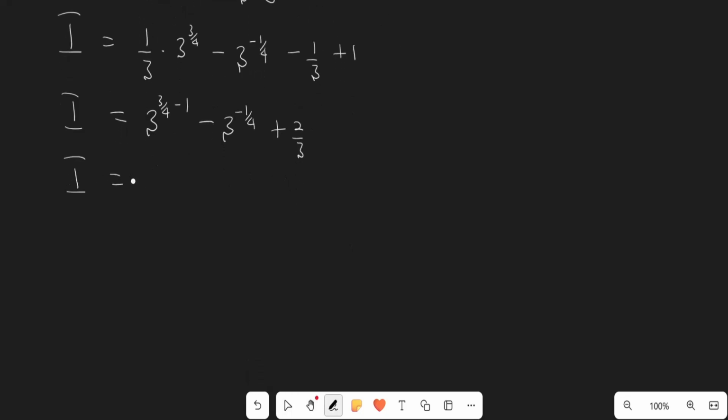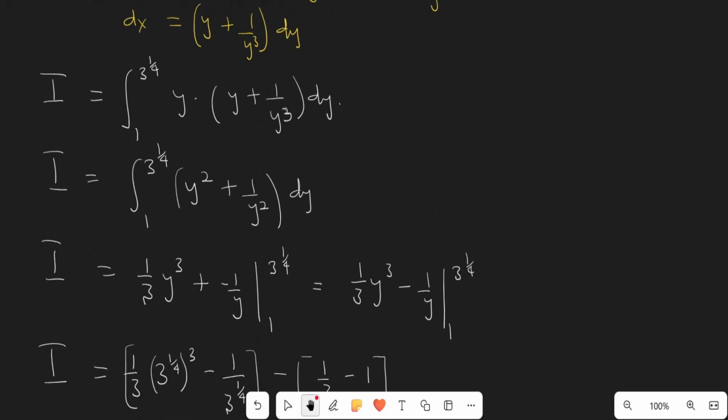So I is going to be equal to 3 raised to the power 3 over 4 minus 1 is negative 1 over 4 minus 3 raised to the power negative 1 over 4 plus 2 over 3. These are the same, so they'll just add up to 0. So your integral is just left with 2 over 3. So this one is the answer to our integral.